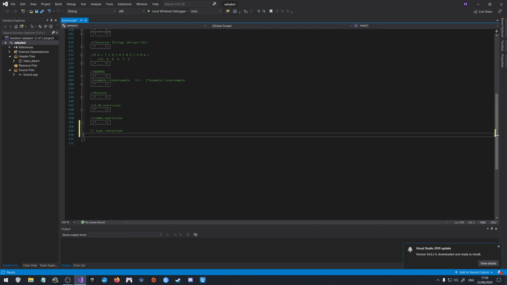Integral promotions convert small integral types to a larger integral type. Types bool, char, signed char, unsigned char, short, and unsigned short are promoted to int if all possible values of that type fit in an int. Otherwise, the value is promoted to an unsigned int. You see many times a bool that is false promotes to 0 and true to 1.